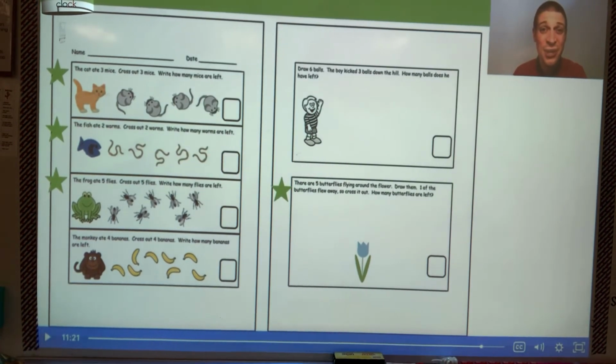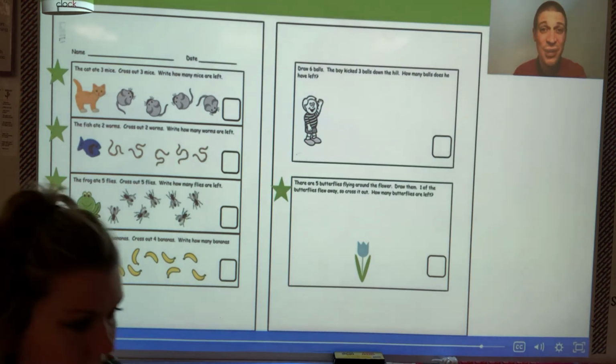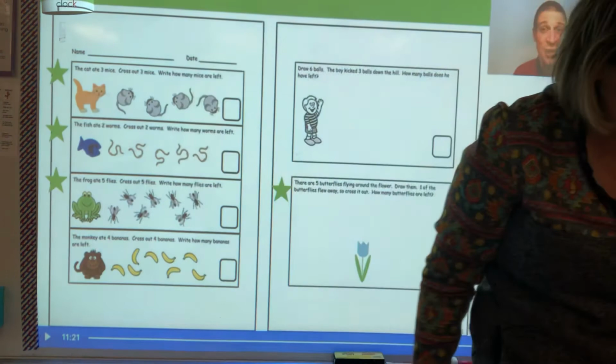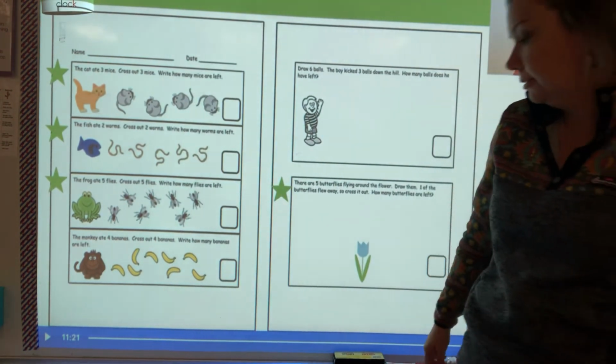Okay. Great job, friends. Go ahead and put the lid nice and tight on your marker. Get your eraser and wipe your board beautifully clean. Go ahead and put your marker in its proper place. Once you've done that, you can get out your book and open it up to page 83.